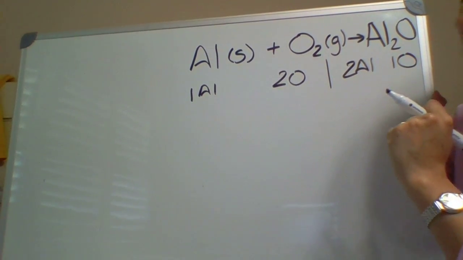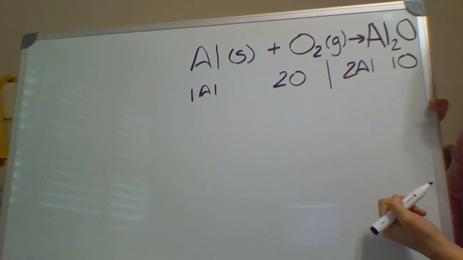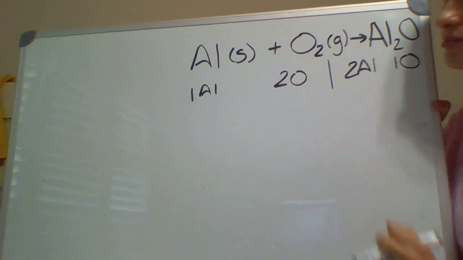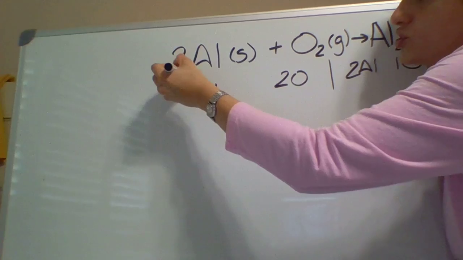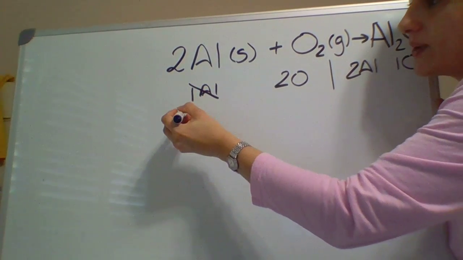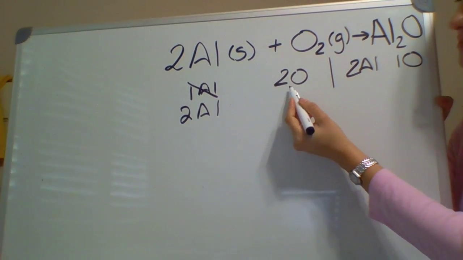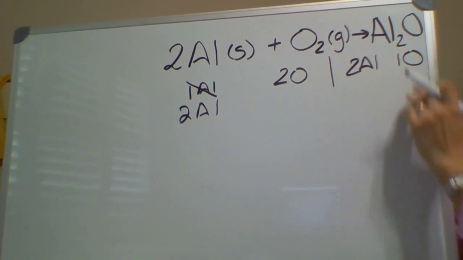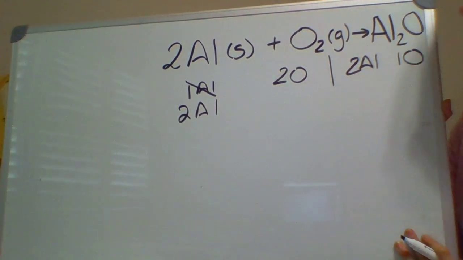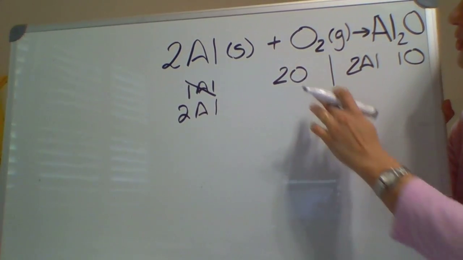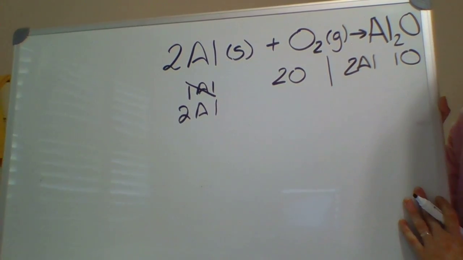So if we're going to leave oxygen until the end, we have to look at aluminum. We have 1 atom on the left, 2 on the right. So what coefficient do we need to put before the aluminum on the reactant side? We have to put 2. By doing that, we now have 2 aluminum. We have 2 oxygen, that stays the same, and we have 1 oxygen here. Now, let us look at oxygen. We have 2 here, we have 1 here. Okay, so that's not going to work.